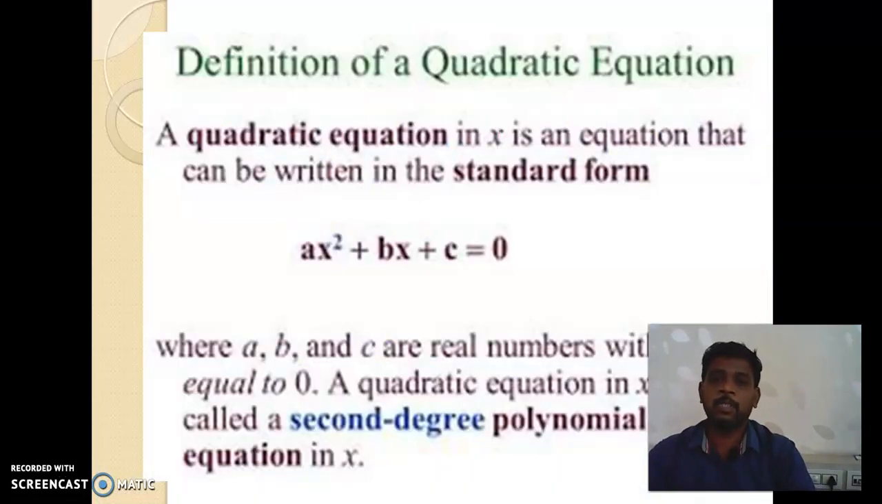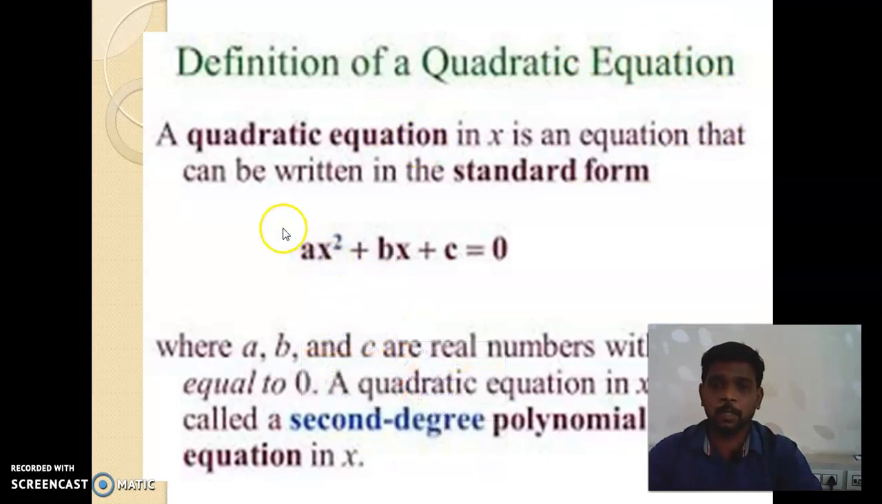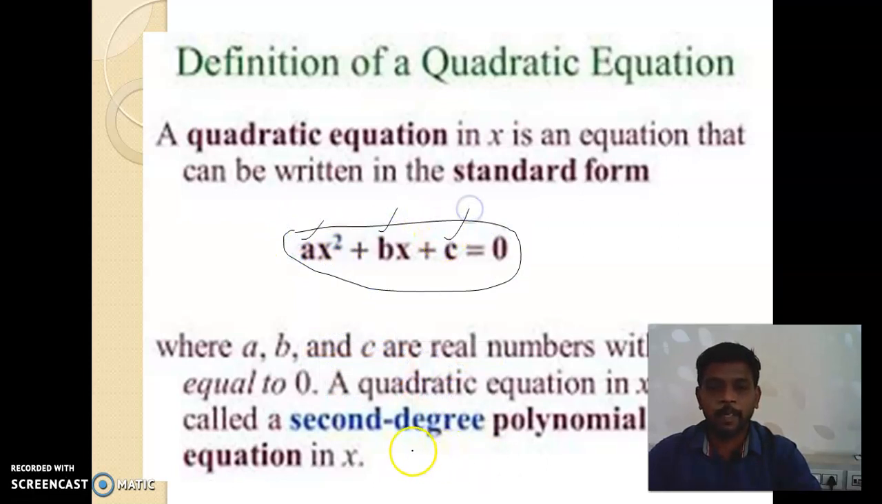First, the general form, or definition, of a quadratic equation. This is the general form of a quadratic equation. Here a, b, c are always real number coefficients, and the variable is x only. The variable has a maximum power of 2 here. That's why it is called a quadratic equation.